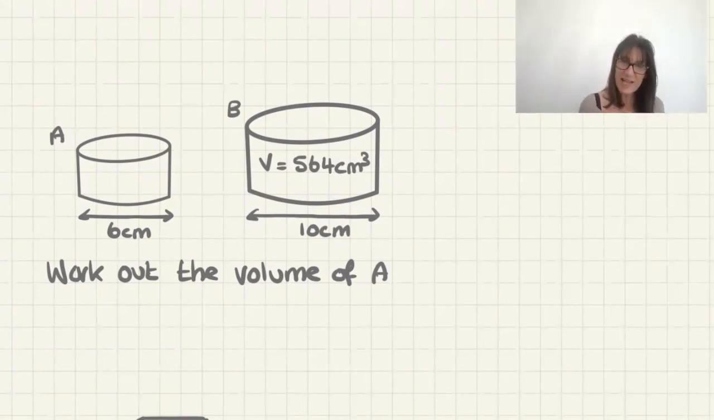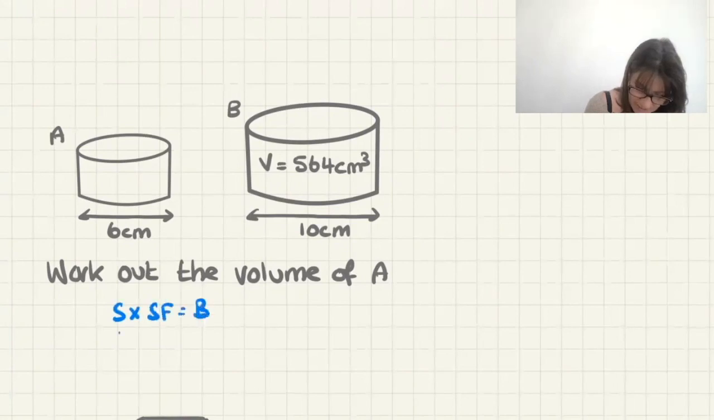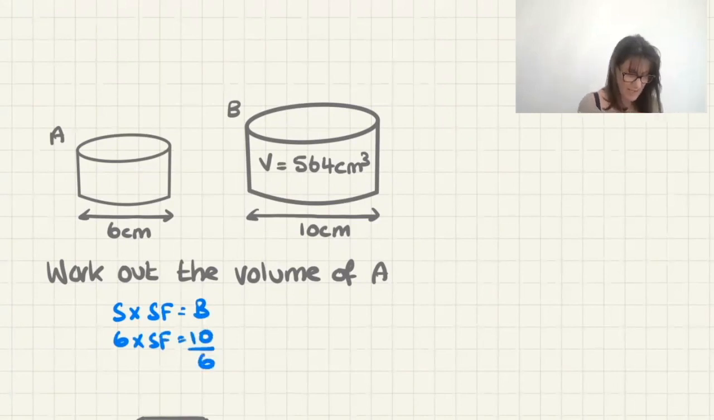Okay, so 6 and 10 are connected in this question. So small times scale factor equals big. 6 times scale factor equals 10. Divide through by the 6. And that's going to be my scale factor, which I'm going to keep in fraction form there, okay? The volume, I know the volume of the big, but I'm going to write it out. I'm going to do it up here.